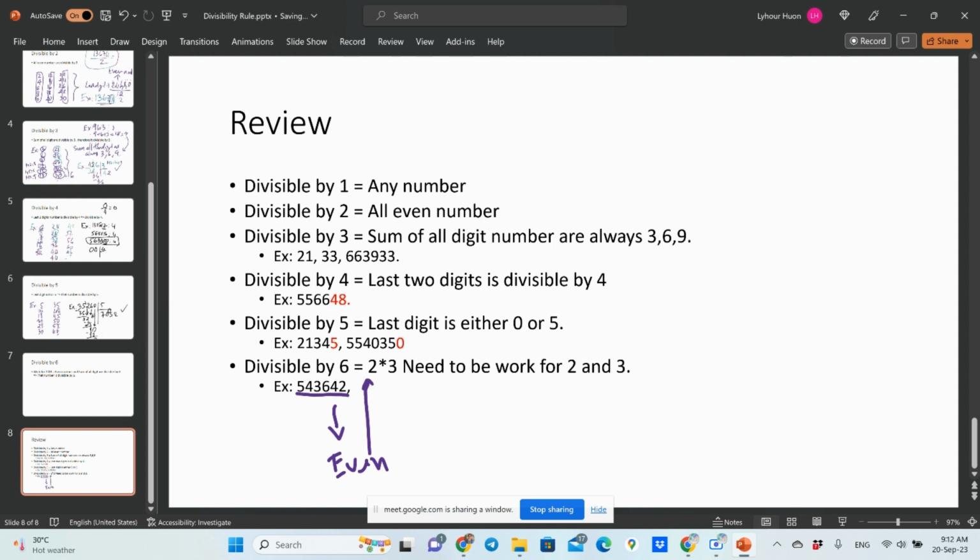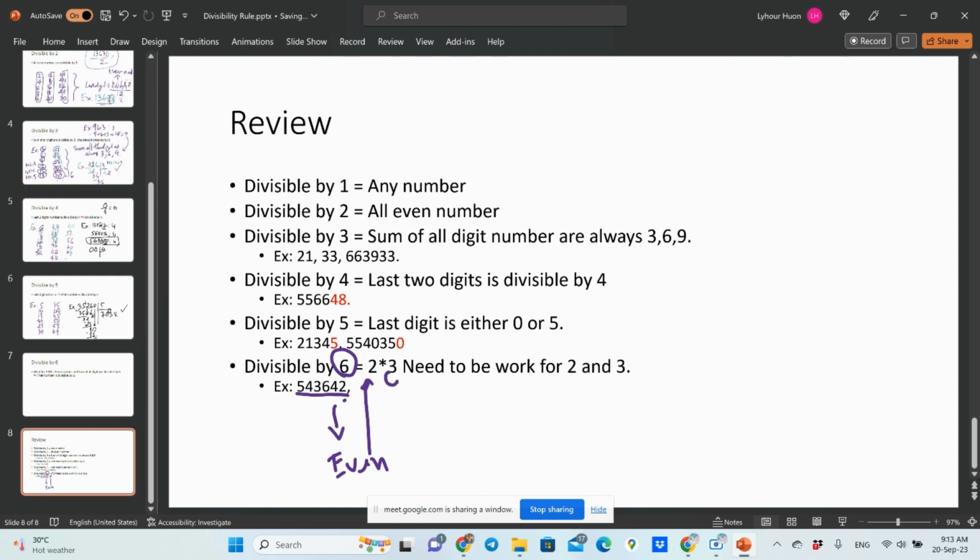What if it's an odd number? If it's an odd number, it doesn't work for 2, and then it won't work for 6. Now we've checked the first condition: it's an even number, correct?